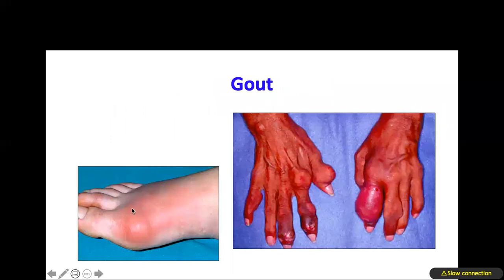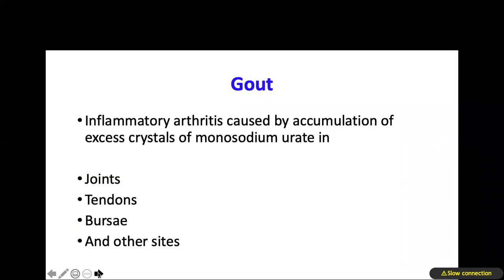So gout can be acute. I hope you can see my cursor. There is a swelling of the big toe that is in gout. This is chronic tophaceous gout. And you can see that there is whitish material coming out of these joints. That is a very deforming type of arthritis. So gout is an inflammatory arthritis caused by accumulation of excess crystals, and these crystals of monosodium urate can be deposited in the joints, tendons, bursae, and any other site.